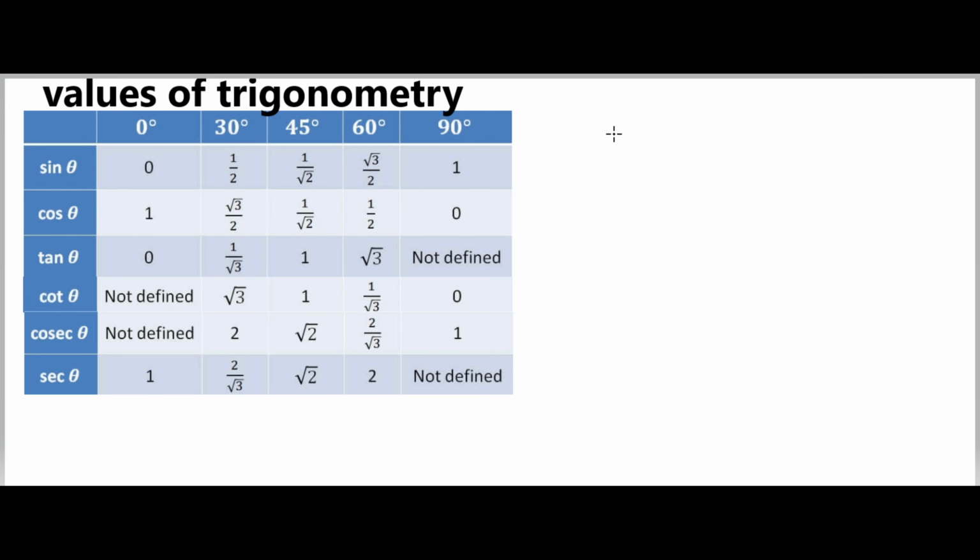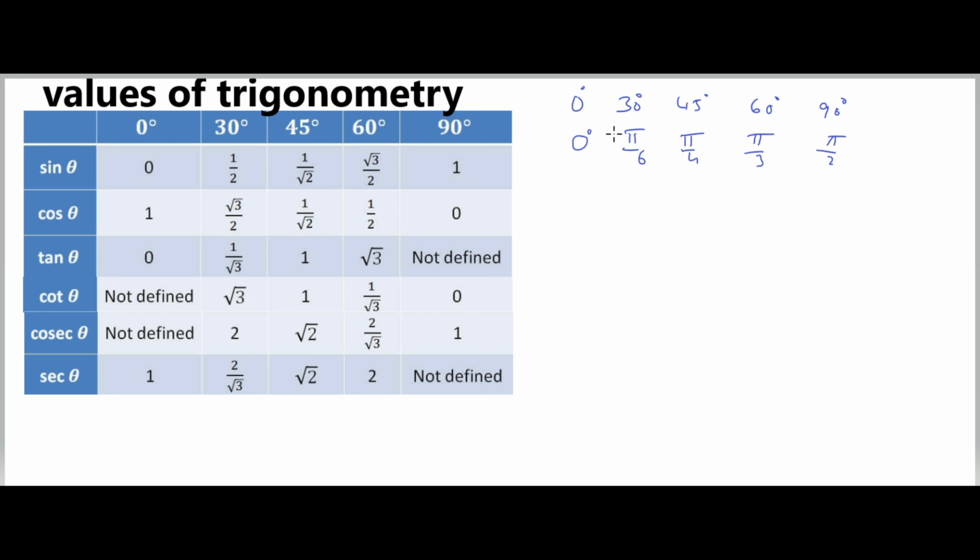Values of trigonometry. First we take the values 0 degrees, 30 degrees, 45 degrees, 60 degrees, 90 degrees. These are written in radian measure: 0 degrees, this is pi by 6, this is pi by 4, this is pi by 3, and this is pi by 2, that is 90 degrees.